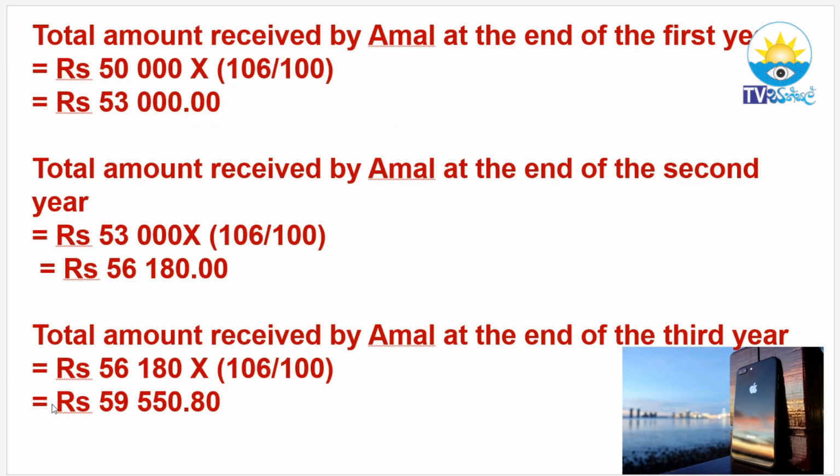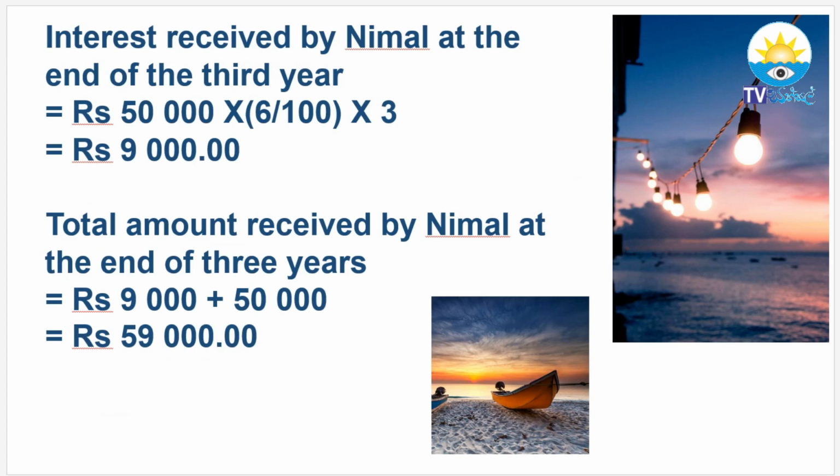In our previous slide you can see Amal obtains 59,550 rupees and 80 cents. Nimal obtains 59,000 rupees only. So the compound interest method is the more profitable method. That is the thing you have to add to your day-to-day life.